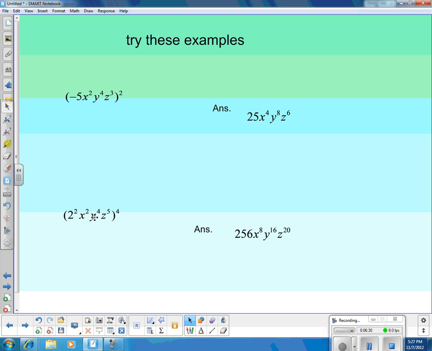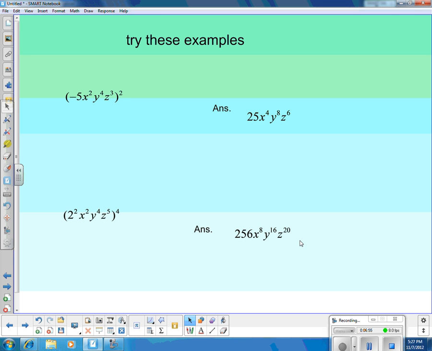Then we have y raised to the power of 4. So I have 4 factors of y multiplied to itself 4 more times. That will give us a total of 16 factors of y multiplied to itself. And then z raised to the power of 5 multiplied another 4 times to itself gives us 20 factors of z.